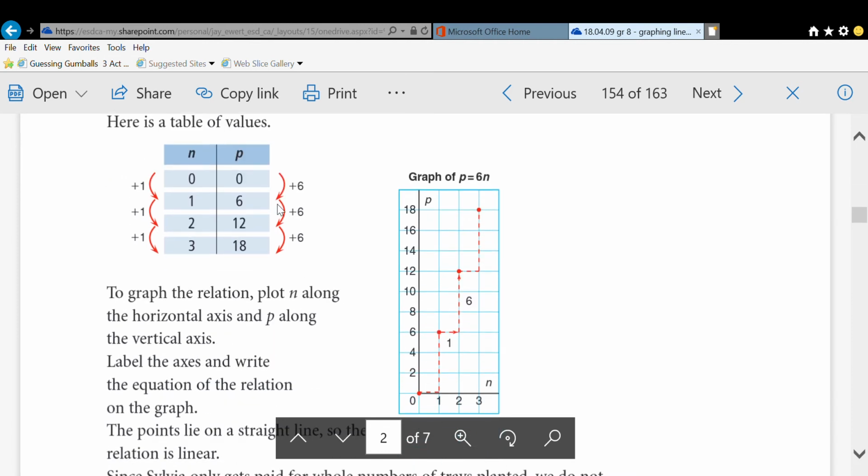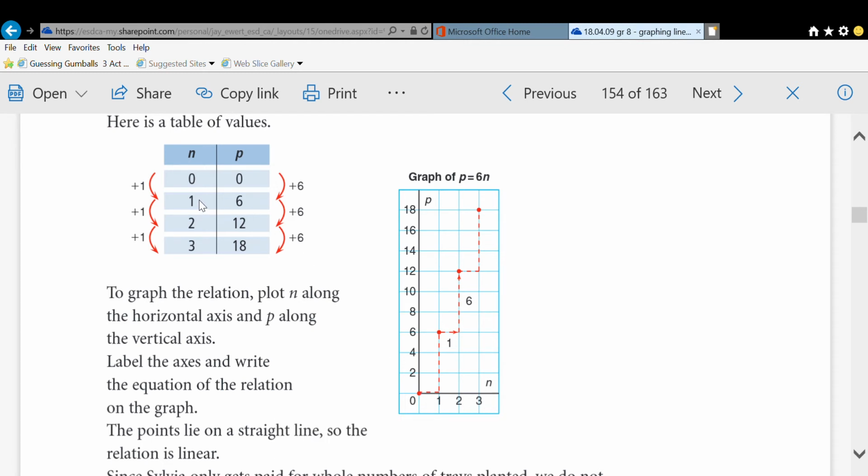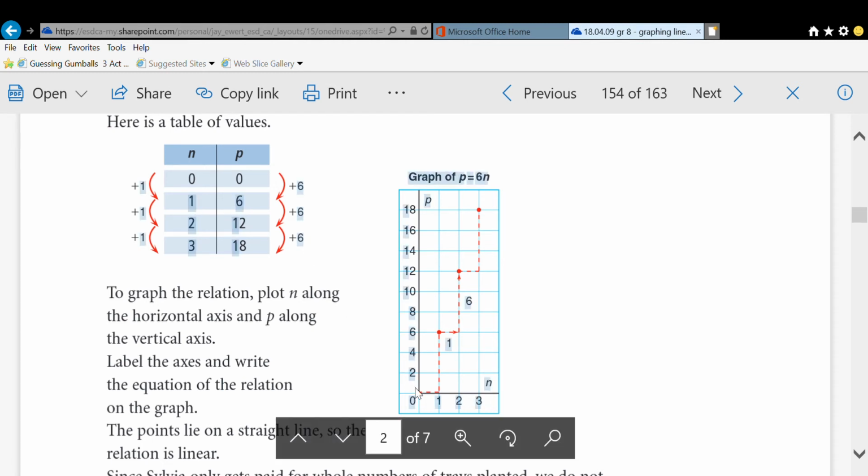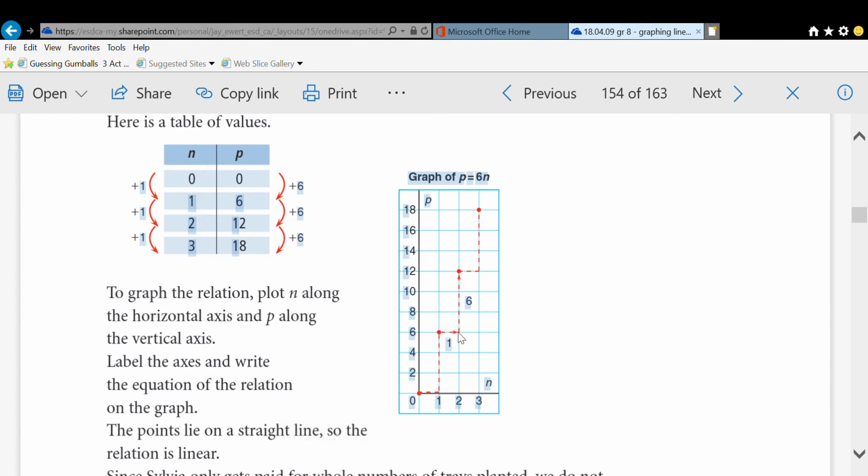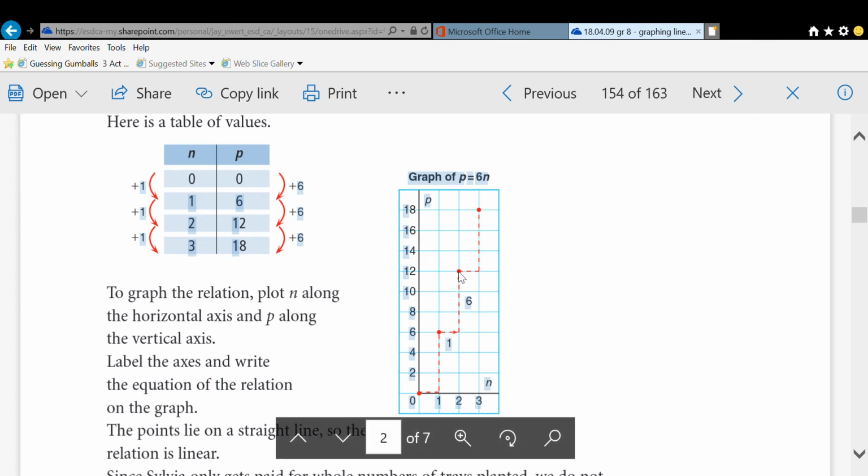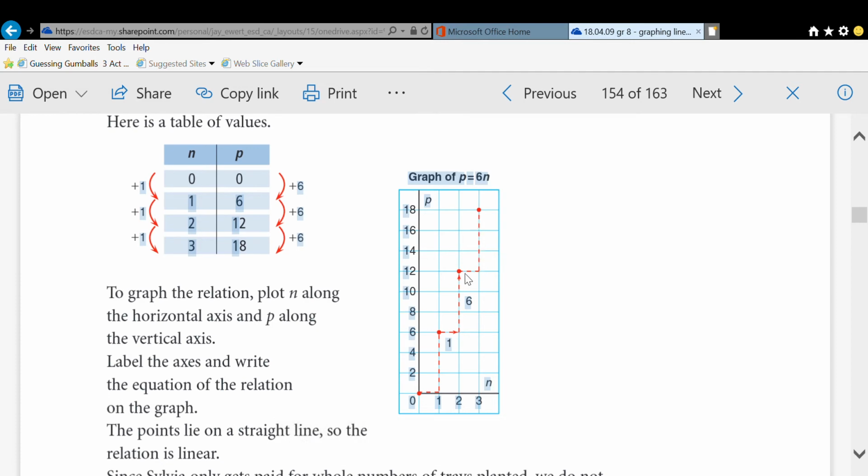But now we're taking it one step further. We're going to actually graph it. So here's the graph, x-axis, y-axis. If x is 0, then y is 0. If x is 1, then y is 6. If x is 2, then y is 12. If x is 3, then y is 18. So you can see we're going x, y, x, y, x, y. That's the run and the rise each time.